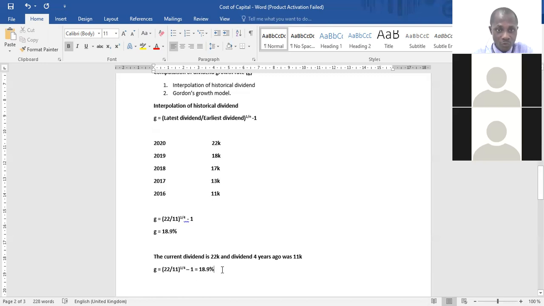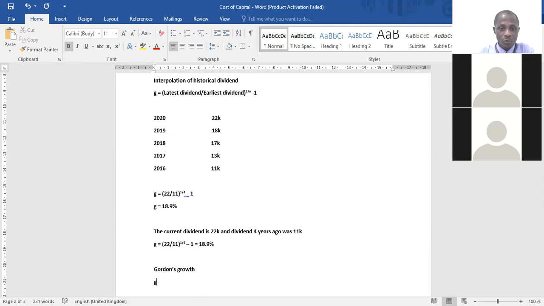And the second one, of course, is what? Is the Gordon's growth rate or Gordon's growth formula. Gordon's growth formula. Let's look at that. Now, for the Gordon's growth model, Gordon will tell you that the growth rate of dividend is equal to RB.